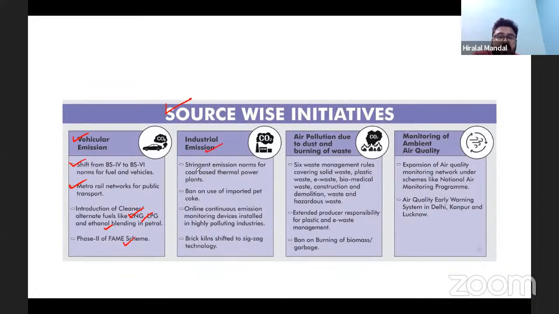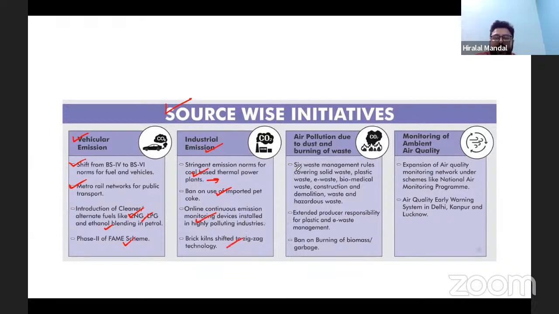When it comes to industrial emission, stringent emission norms for coal-based thermal power plants are being implemented by the government. In fact, the government has already made a plan for phasing out thermal power plants from the country. That's one step already taken. There is also a ban imposed on imported petcoke. Online continuous emission monitoring devices have been installed in various highly polluting industries.